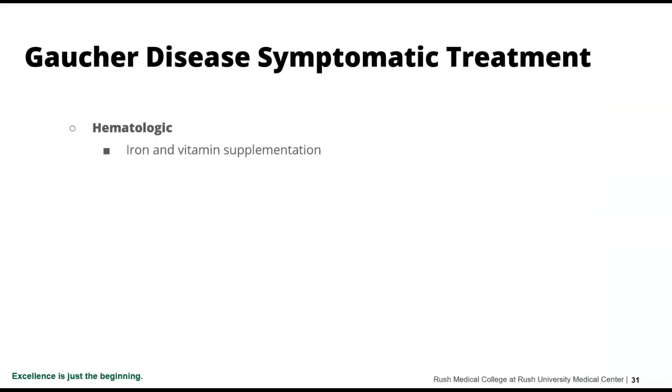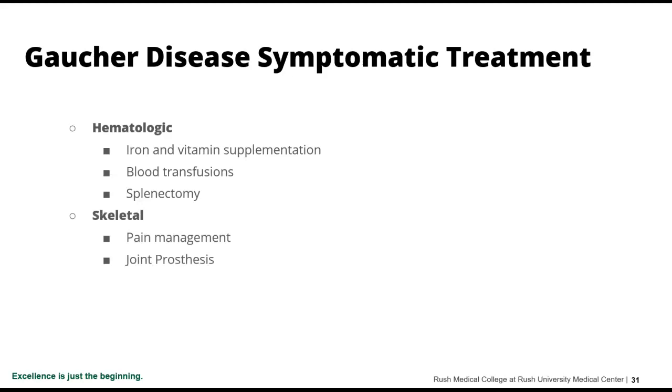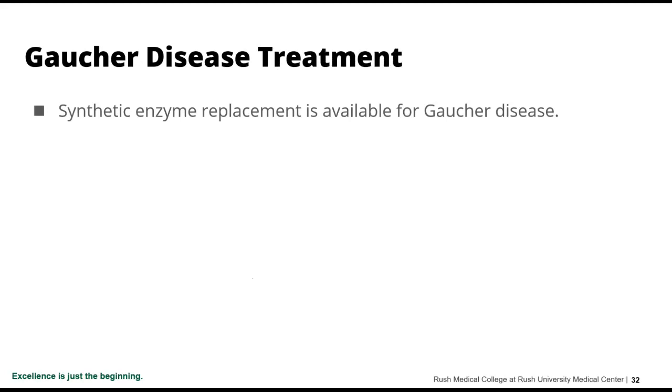Treatment, hematologic. This is historical treatment. If you're anemic, give iron and vitamins. If you're really anemic, give a blood transfusion. If your spleen gets way too big, take it out. Skeletal: a lot of pain management, joint prosthesis when we have avascular necrosis, fracture management, calcium supplementation, cord decompression.